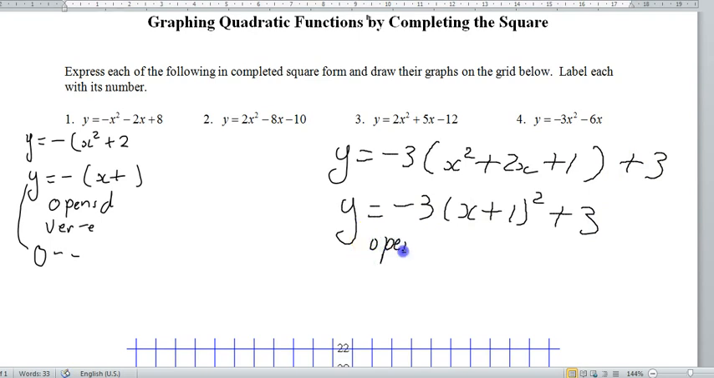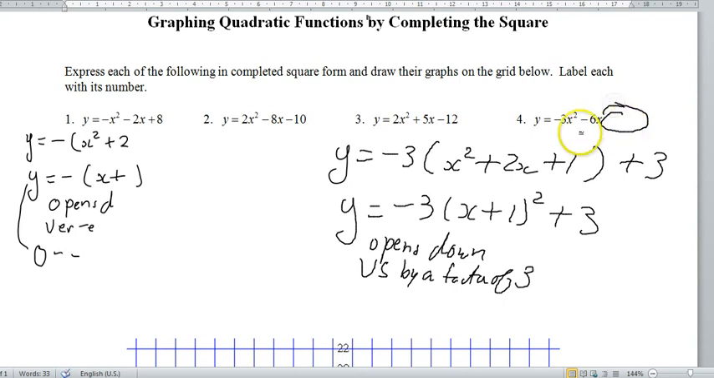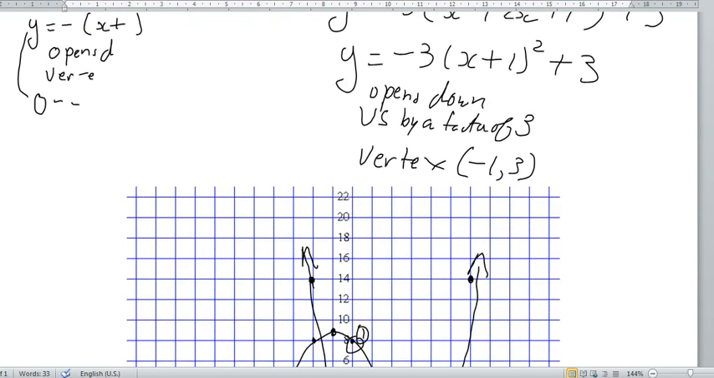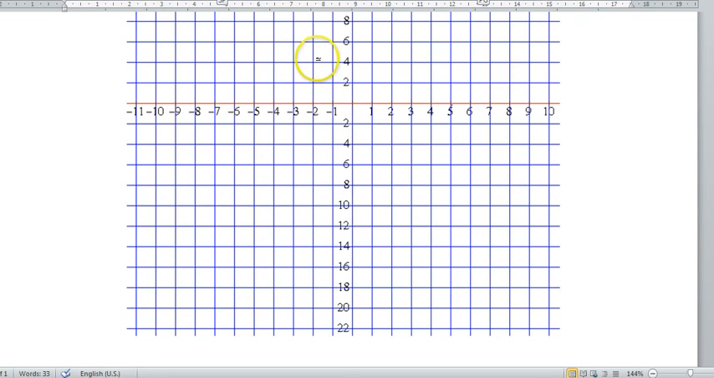So it opens down. There's a vertical stretch by a factor of 3. A y-intercept of 0. And the vertex, most importantly, right, because that's what we're doing in a completed square form, is getting the vertex, is negative 1, positive 3. And so, let's see, I guess we can sketch this one. Which way are you going? Down, vertex at negative 1, 3. You know what, I'm just going to clear this off and then we'll grab. Okay, vertex at negative 1, 3, opens down, vertically stretched by a factor of 3.